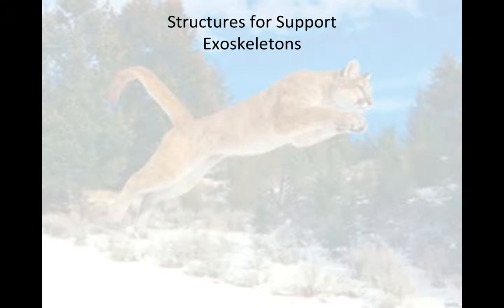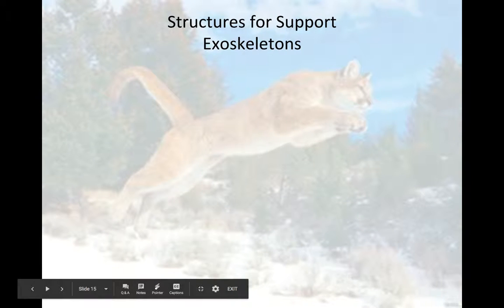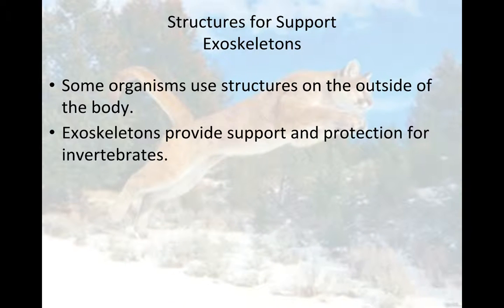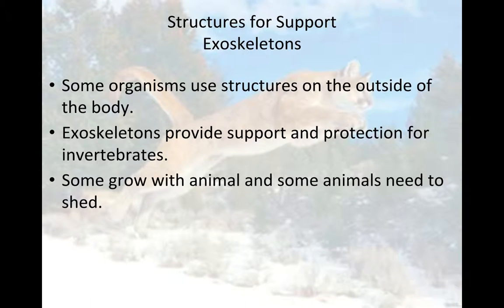The next one, exoskeleton. This shouldn't be new to you. Exoskeleton, exo, exit, outside. Right? So in this group, the organisms use structures on the outside of their body. The exoskeleton provides support and protection for these invertebrates. Sometimes it grows with the animal. Sometimes the animals need to shed it and get a new exoskeleton. So again, if I have a turtle or a tortoise, that shell grows with them. But if I have a snake, or if I have an insect going through my nymph stages, I shed that outside covering.